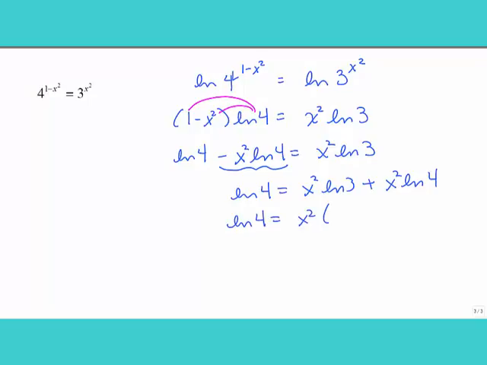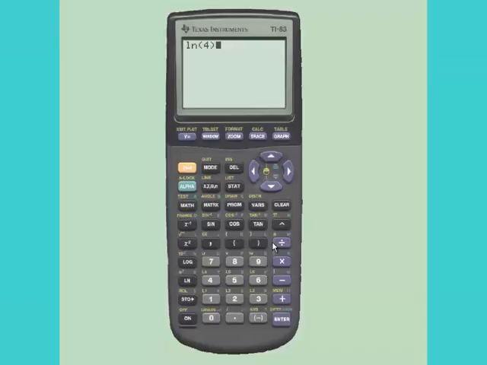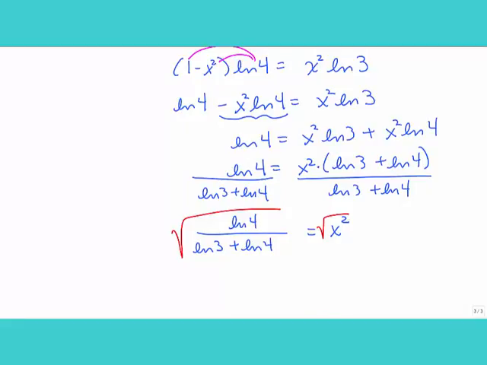Here is the trick step. You need to factor out the x squared. I can now divide by this expression. The very last step is to take the square root of both sides to solve for x. On the calculator, notice that the whole denominator is placed in parentheses. The plus or minus sign is because of the square root.